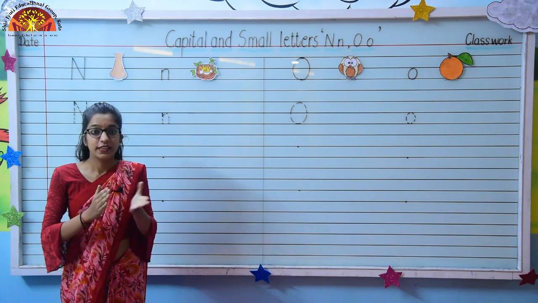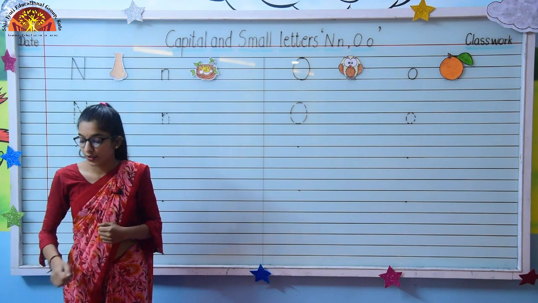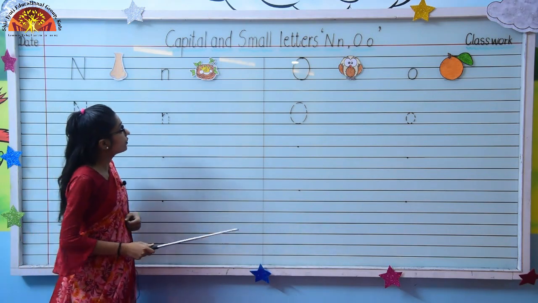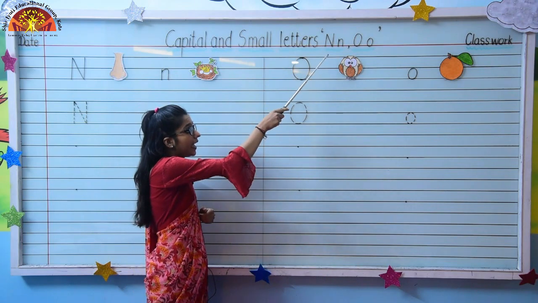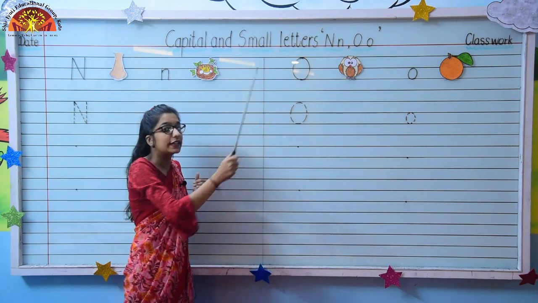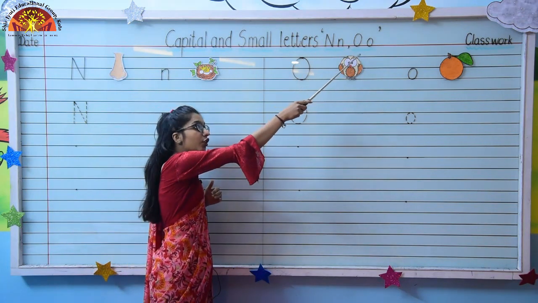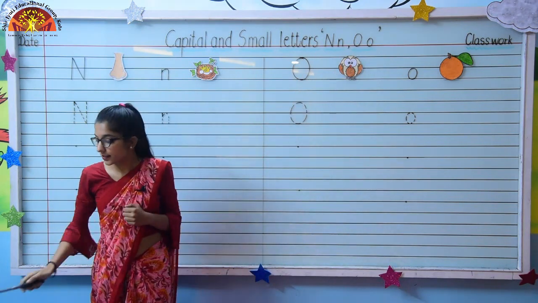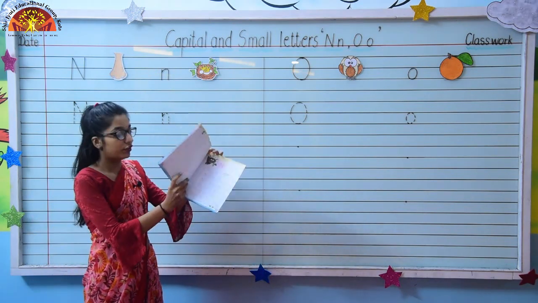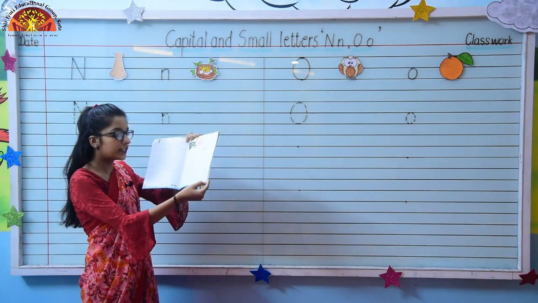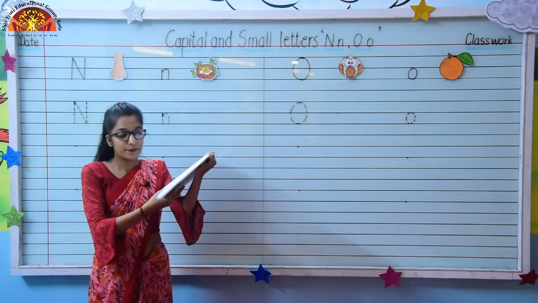So kids, in the previous classes we have already learnt about capital and small letters A to M. Today we will learn to trace and write capital and small letters N and O. Okay kids? So everyone take out your Grafalco. Open page number 43. Mention the date and class work here.